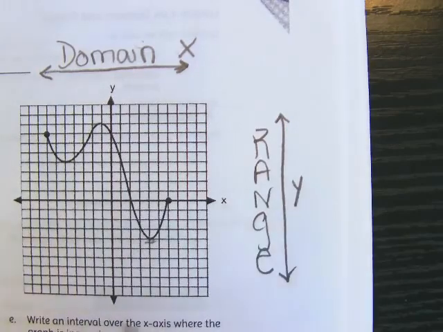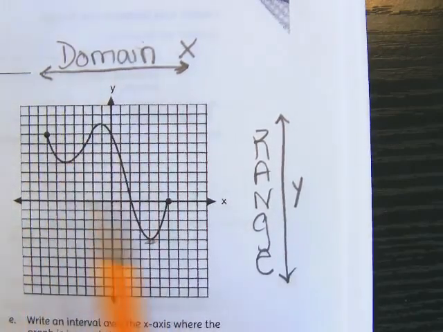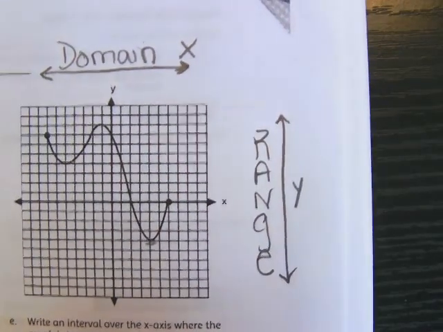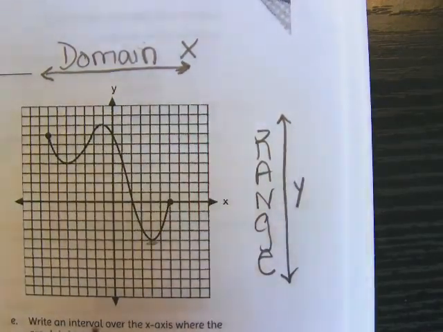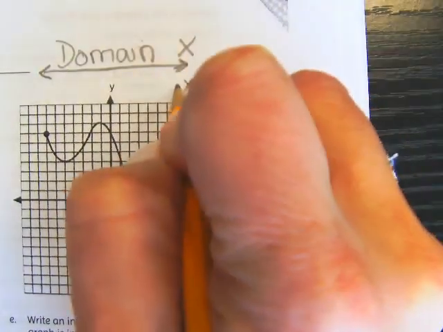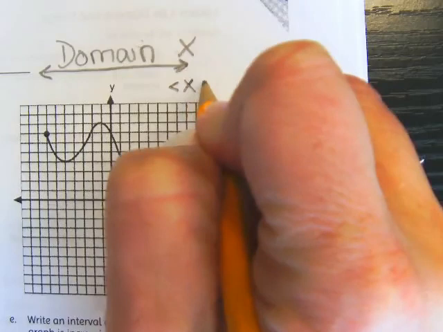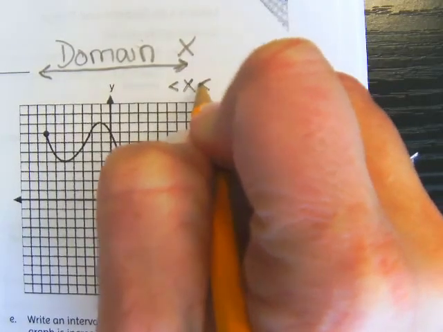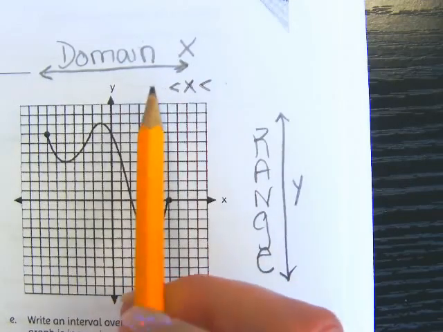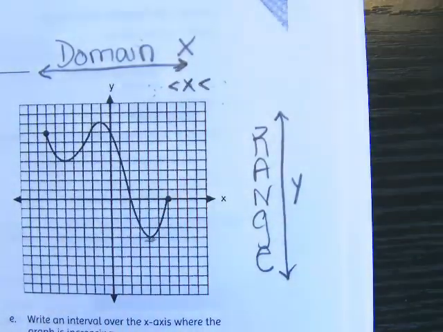Okay, so I am going to start with the domain for this function right here. And I'm going to show you that I would write it with x in the middle and less than signs on both sides because that's how we do intervals, right? It's saying that x is between two numbers. You always want the smaller one on the left and the larger one on the right.